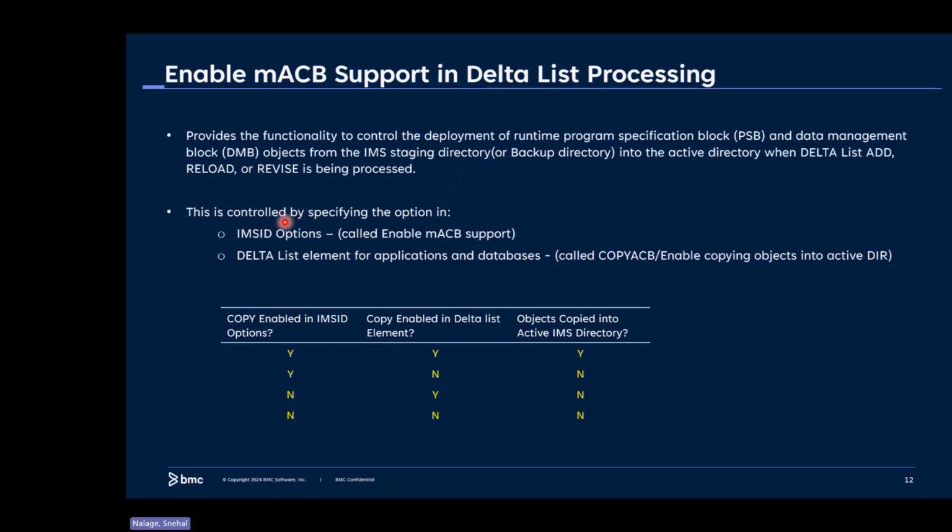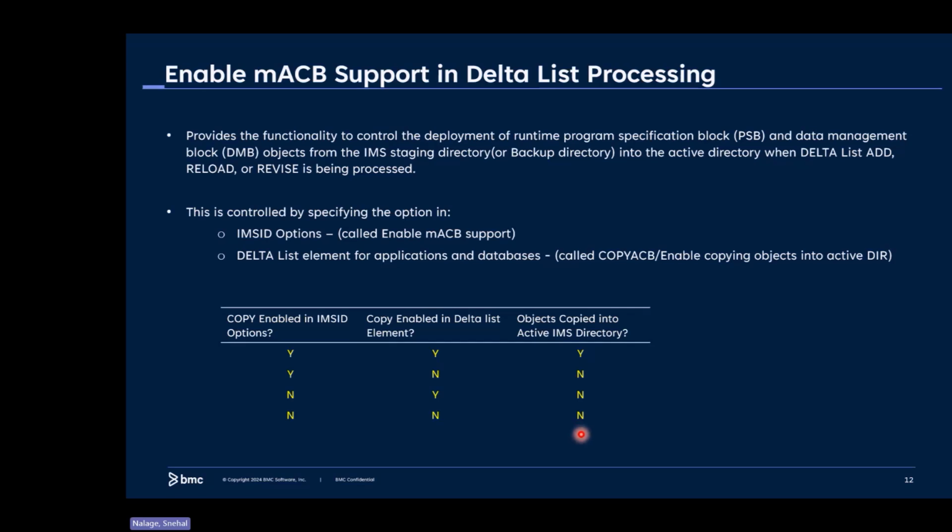You can control this, as we discussed earlier, by setting the option in the IMS ID options, which is called enable MACB support in delta list element for application and the database option called copy ACB or enable copying objects into the Active Directory. To be able to copy the objects from the staging to active or backup to Active Directory, both of these options need to be set to enable. Otherwise the objects will not be copied.